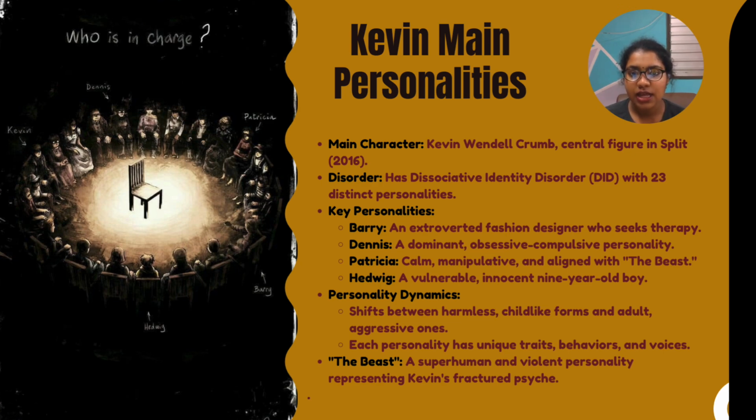As the film progresses, Kevin's personality shifts between harmless childlike forms and more adult, aggressive ones. His personalities have unique traits, behavior, and voices, reflecting the complexity of the illness. The emergence of the Beast, a superhuman and violent personality, represents the culmination of Kevin's fractured self.